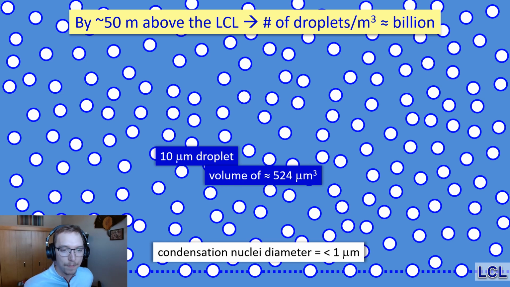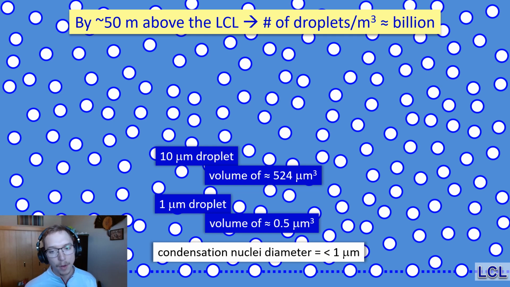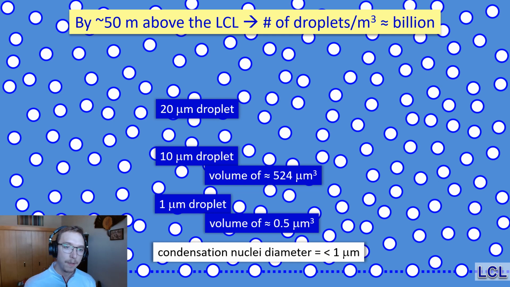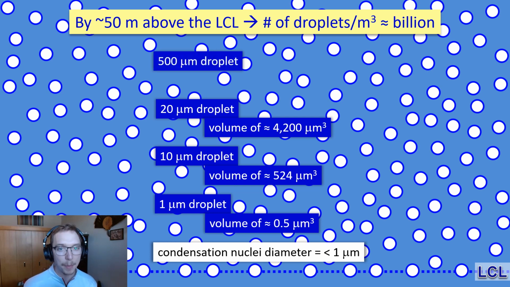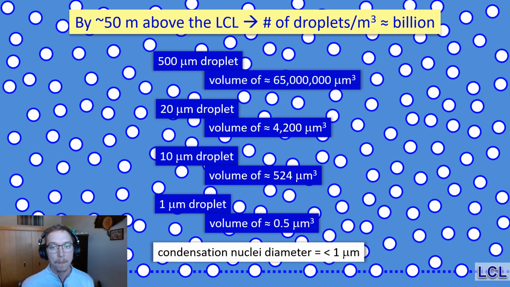So if you think, a 10 micrometer droplet has a volume of 524 cubic micrometers. A 1 micrometer droplet has a volume of about 0.5 cubic micrometers. A 20 micrometer droplet has a volume of about 4,200 cubic micrometers. And we can keep going up. A 500 micrometer droplet, the larger ones, can have a volume of 65 million cubic micrometers.